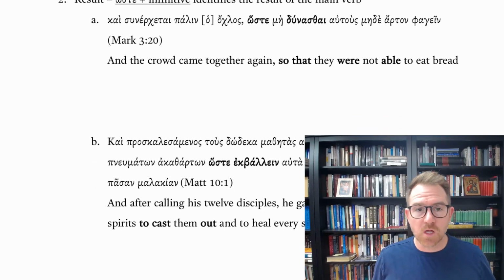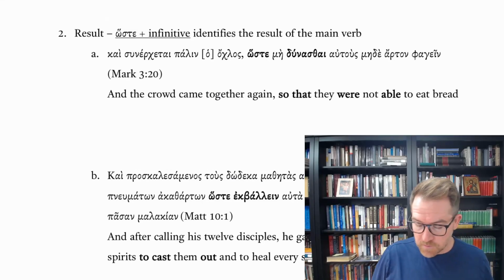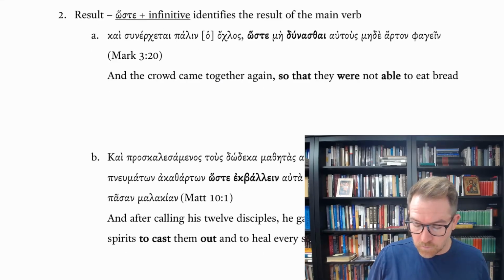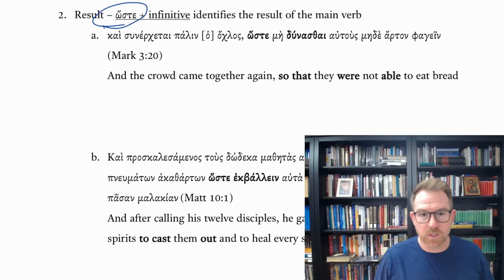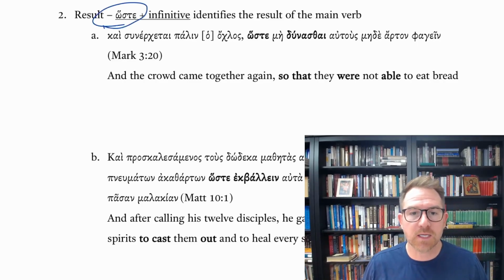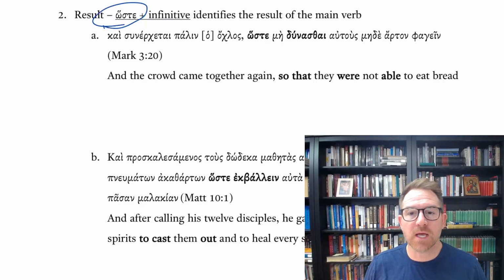You can also have result clauses. This is most common with hoste plus the infinitive, and the result of. So Mark 3:20, kai sunerchetai palin ho ochlos. The crowd came together again. Why? What was the result? Not the why, but what happened when they came together? Hoste me dunasthai autous mede arton phagein. With the result that they were not able to eat bread.